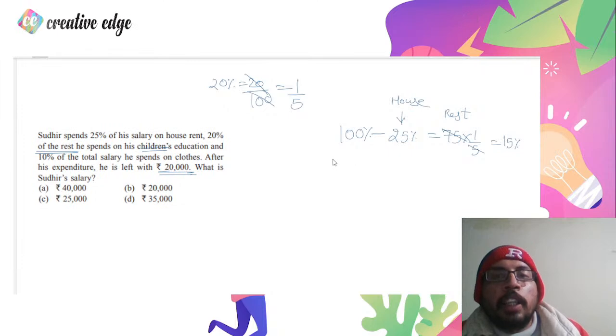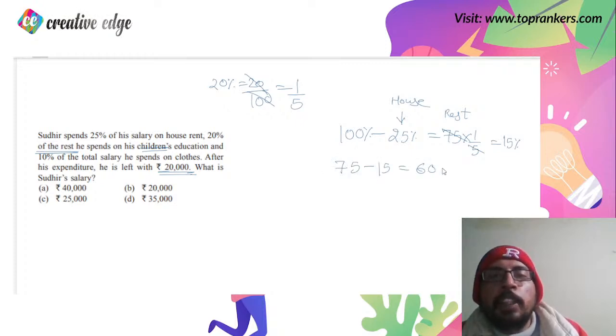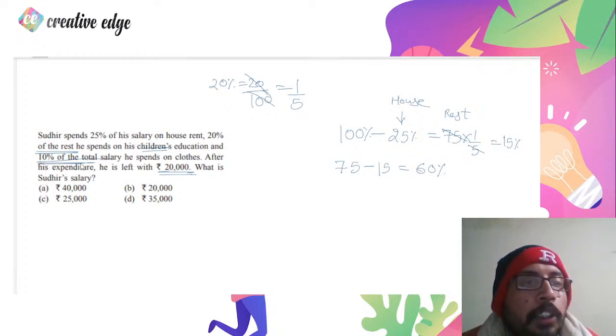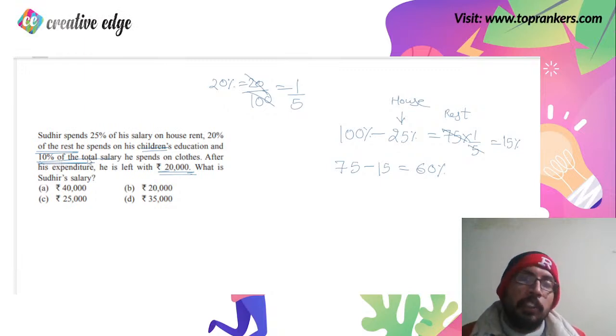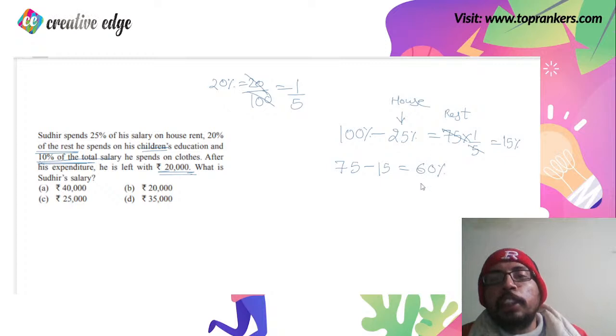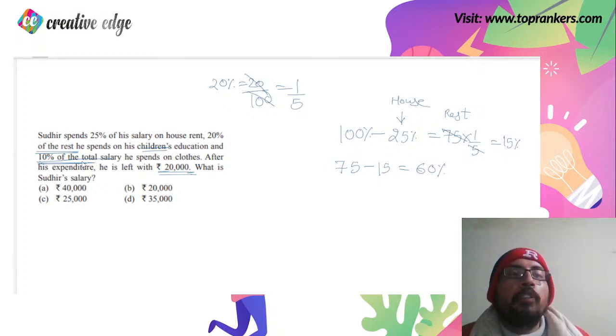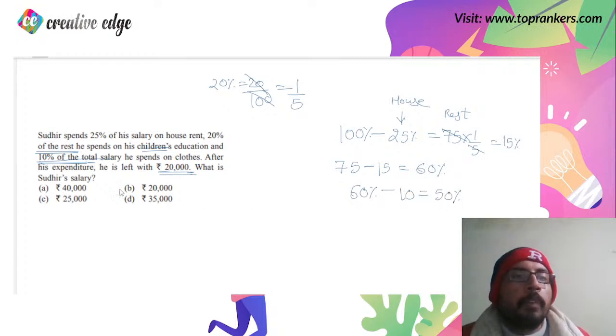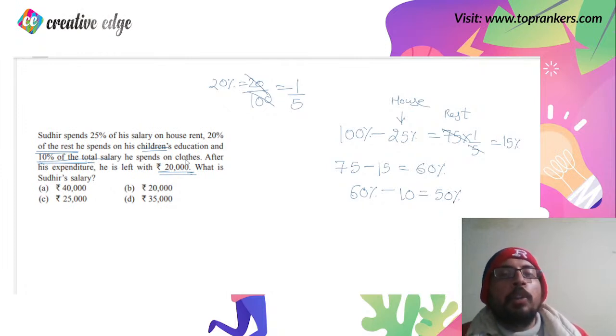That means now how much is he left with? He is left with 75 minus 15. That is 60% he is left with. Then 10% of the total. Now this time he's not saying 10% of the rest. So you will not be finding 10% of the 60. No, you will be finding 10% of the total. Total was 100% only. So 10%. That means again 60% minus 10% is going to be 50%. 10% of the total salary he spends on clothes. So this 10% he spends on clothes.